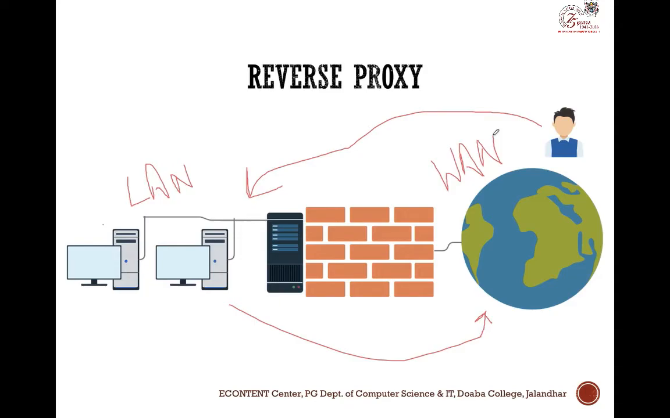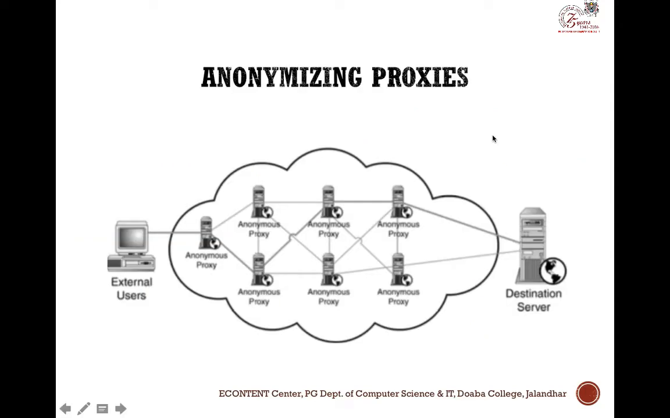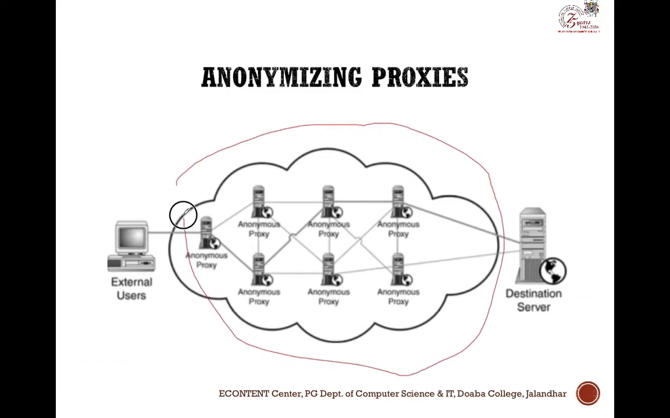Now the third type of the proxy server is called anonymizing proxy. The anonymizing proxy is basically used to hide the identity of the user or the client machine. The client machine connects to a number of intermediate proxy servers, a chain of proxy servers. So instead of making a direct connection between the client and the server, the client establishes the connection with the chain of proxies.